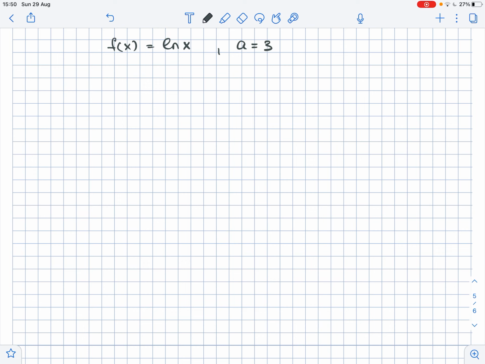Well, now let's write the Taylor series formula with center a. f of x equals f of a plus f prime of a over 1 factorial times x minus a, plus the second order derivative of f of a over 2 factorial times x minus a squared, plus the third order derivative of f of a over 3 factorial times x minus a cubed, and so on.